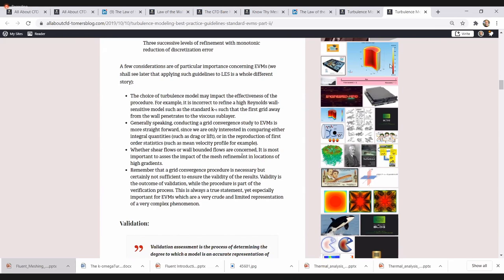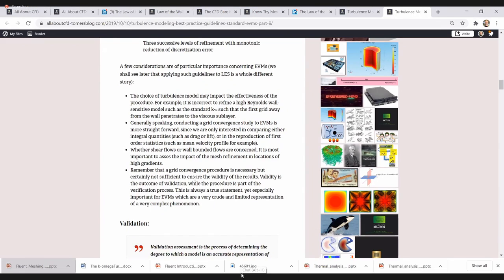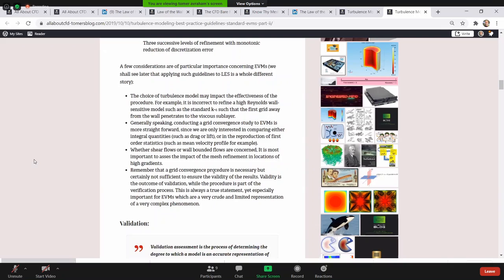Generally speaking, the most straightforward approach, if flows are concerned, is to assess the impact of the mesh refinement in locations of high variance. I mean, where the flow doesn't change, that's okay.